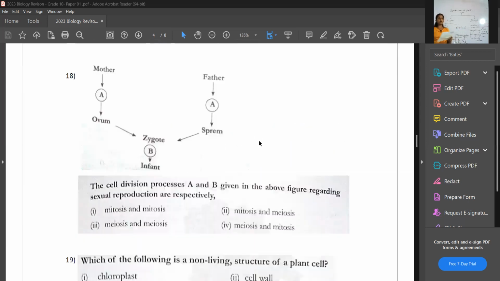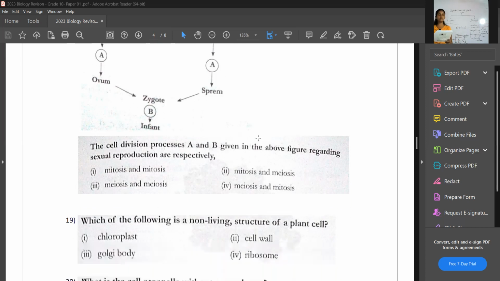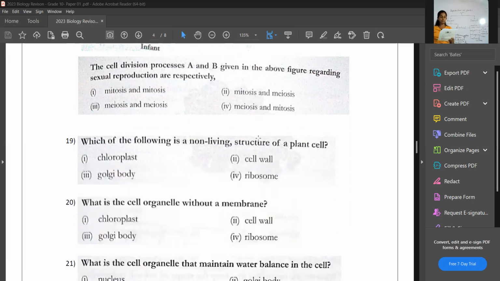17, in which of the following instances does meiotic division occur? Meiotic division occurs when gametes are formed during the production of ova and sperms. Ova and sperms. Right? Fourth answer. Question number 18. Right? A cell division is given. We have to find what is A and B. Right? A is meiosis and B is mitosis. Fourth answer. Meiosis and mitosis.